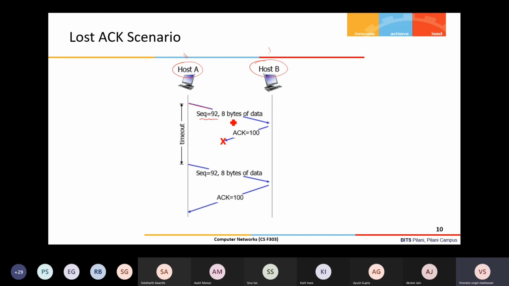So it is sending 8 bytes of data in that. If this packet is successfully received by host B, then host B will send the acknowledgement, what? 100. 100 means indicating 99 bytes have been successfully received. And then it is sending this, ACK 100. Now let us say this ACK 100 which is sent by host B is dropped somewhere.